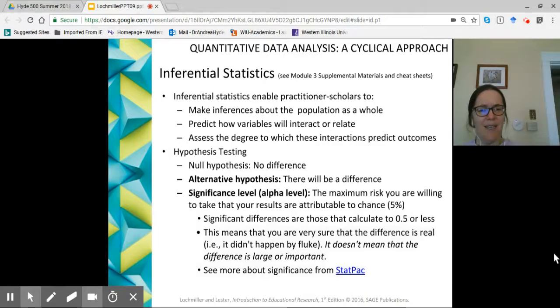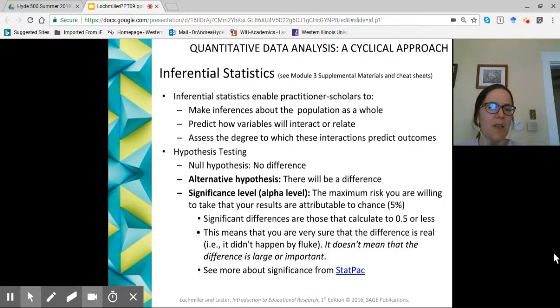And you may not see the null hypothesis written out. You might just see the alternative hypothesis written out. That's mostly what readers are interested in. Most people aren't going to write a study based on a test of the null hypothesis because nothing happened.